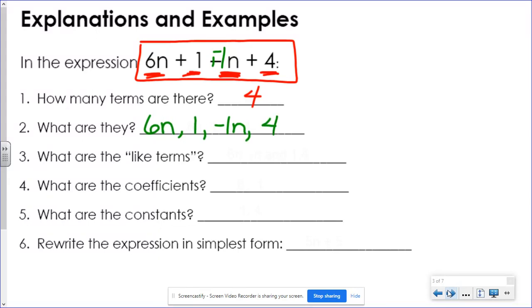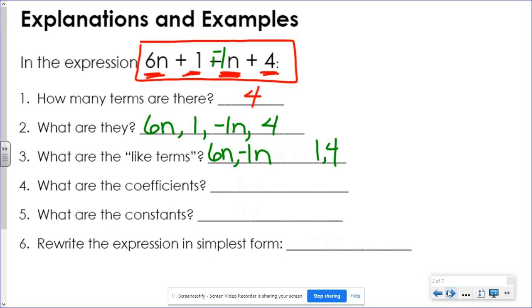Now, if you look at this, now that I have it all addition, all I did was take out the addition signs, the plus signs, and change them into commas. That's my list. The like terms are the things that would match. So the things that are both n's, the 6n and the negative 1n, that's one pair of like terms. However, the 1 and the 4 are also like terms. They could be combined. They can be simplified. We could put them together.